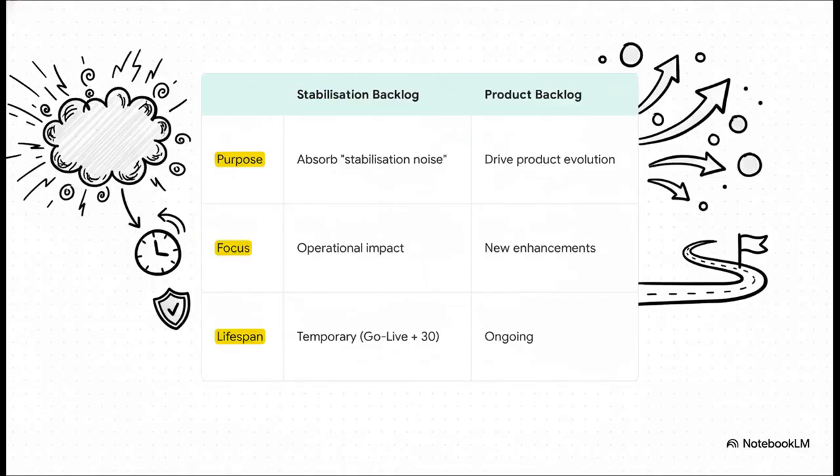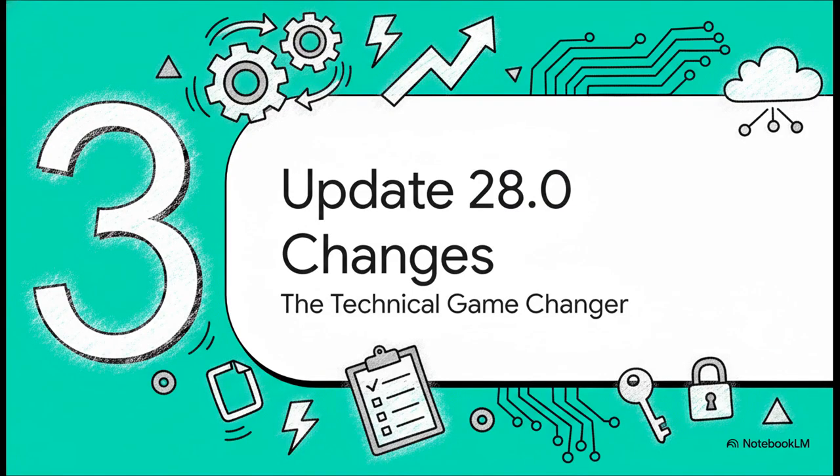Now, this is a really crucial distinction to make. Your normal product backlog, that's for your new features, your big ideas, the real evolution of the product. The stabilization backlog is different. Its whole purpose is to absorb that stabilization noise and focus only on operational stability. And while your product backlog goes on forever, this one has a very short, defined lifespan, maybe just 30 days or so. It doesn't compete with your roadmap, it actually protects it. It's like a shield. So you might be wondering, why is this idea gaining so much traction right now?